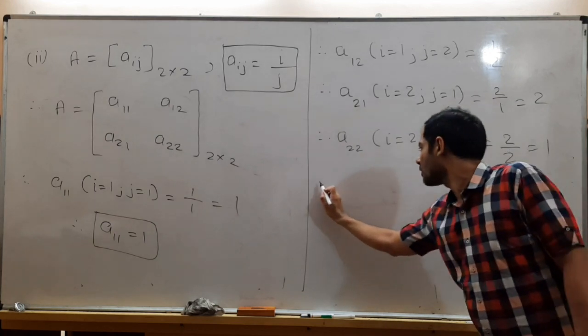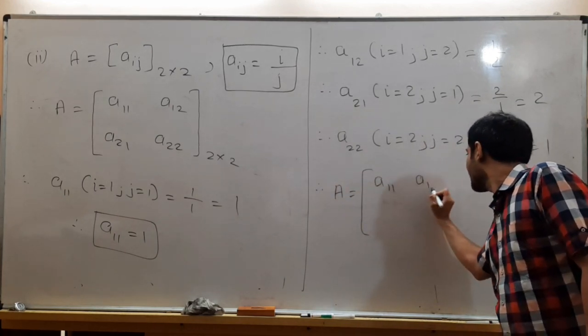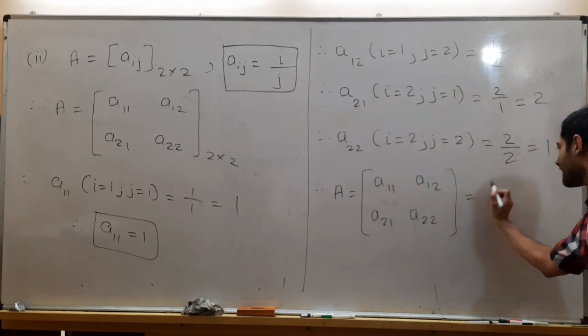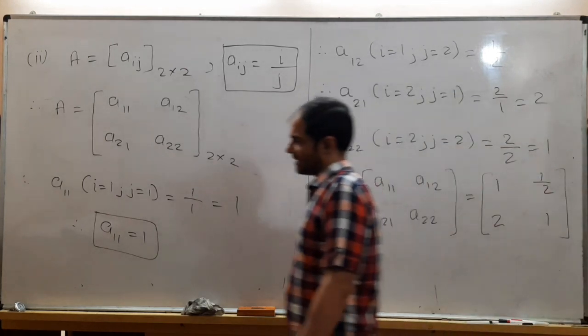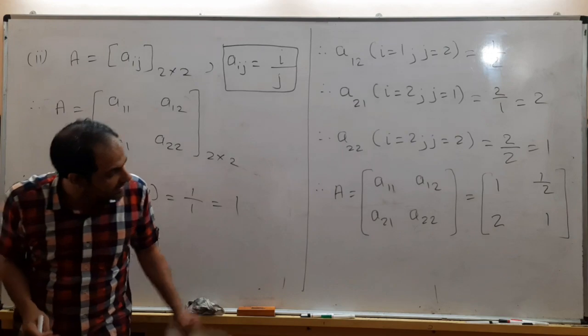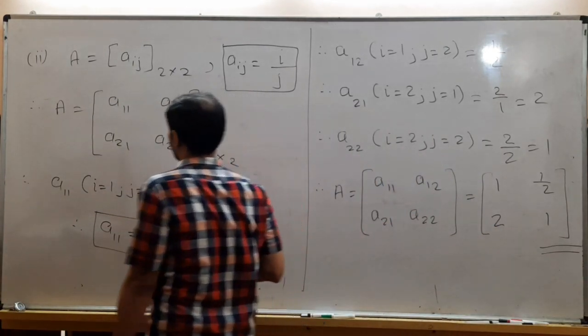So therefore, A will be A11, A12, A21, A22. That I can write as 1, 1 by 2, 2, and 1. That is the answer. Whether I am right or wrong. 1, row wise 1 by 2, 2, 1. Yes, the answer is right. This is the simple question.